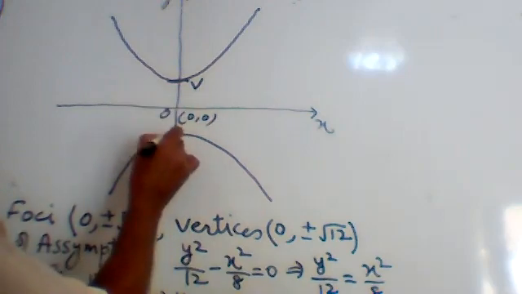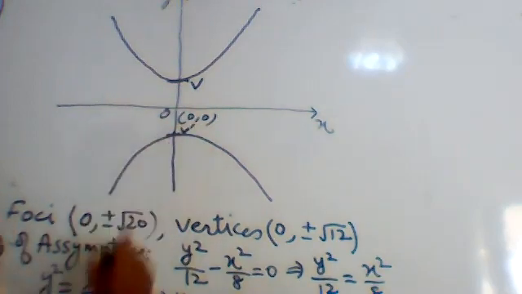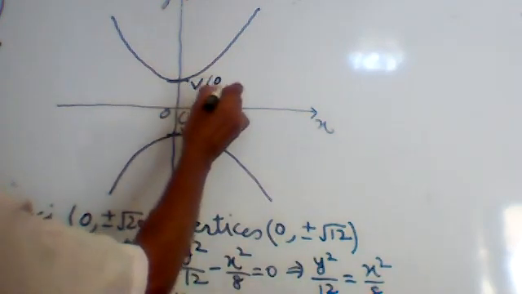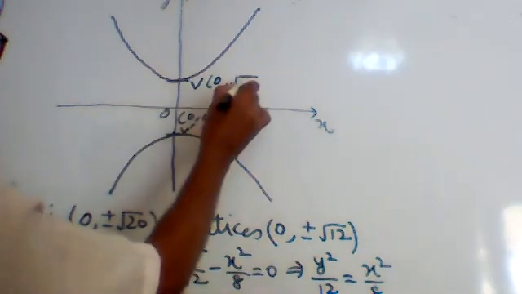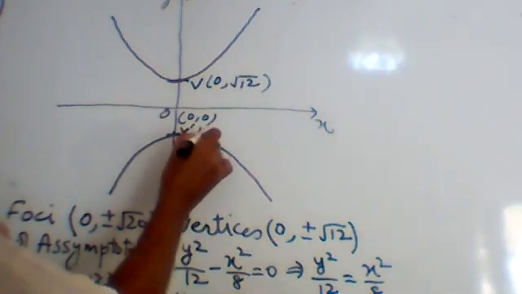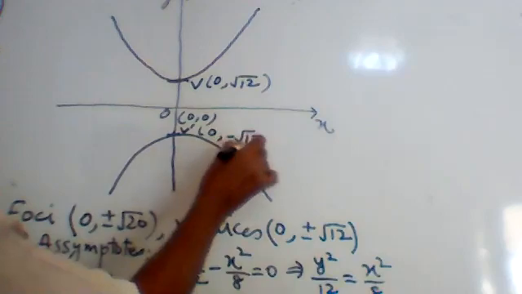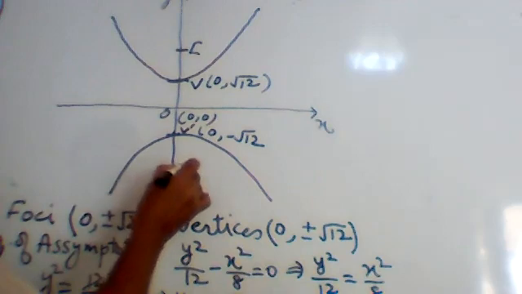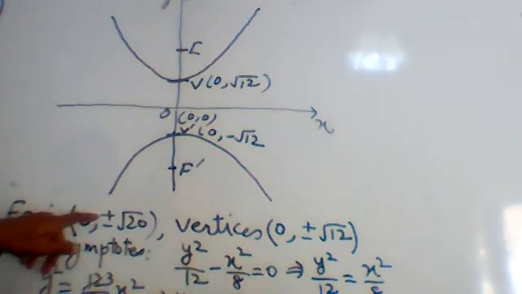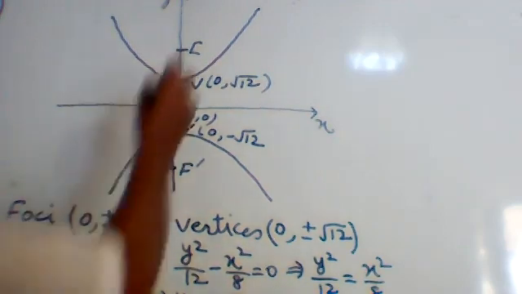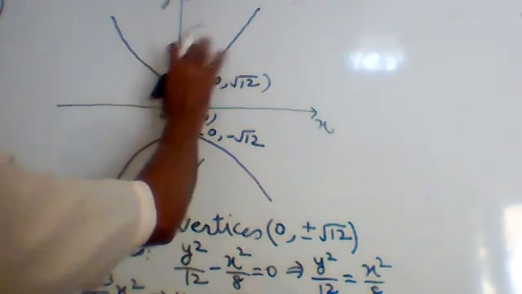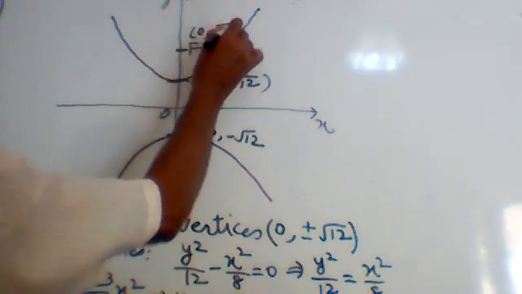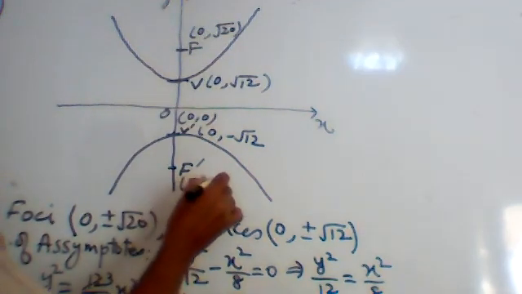There's the vertex V. There's the vertex V dash. V is 0 comma root 12, and this is 0 comma minus root 12. There's the focus F. There will be focus F dash. This is the focus 0 comma plus root 20. Here 0 comma minus root 20.